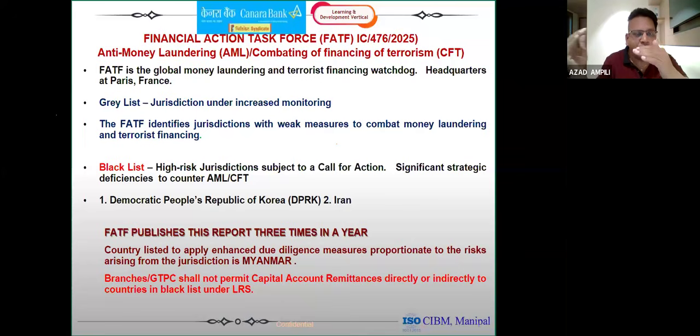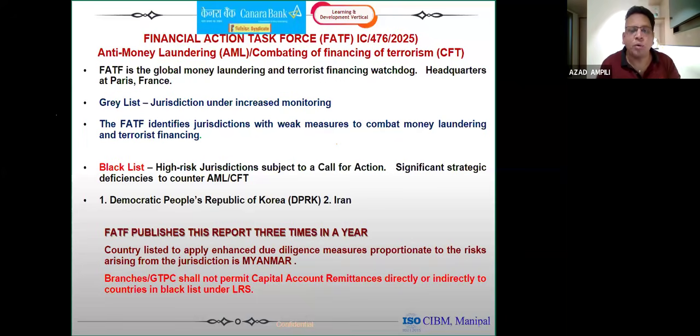If they are getting better, they will remove it from the gray list. If they are not listening and things are still going bad, they will put them into the blacklist. What is the blacklist? High-risk jurisdiction subject to a call for action, with significant strategic deficiencies to counter AML/CFT. See, these 2 terms have these sentences. Jurisdiction under increased monitoring means gray list, and jurisdiction subject to call for action means you have to take action, as significant strategic deficiencies are there.